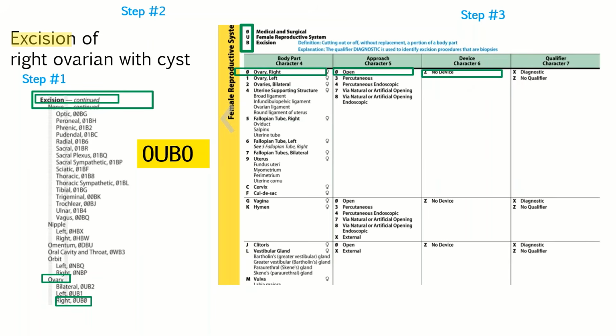And finally, coders, what is your qualifier? Is this a diagnostic procedure or no qualifier? Well, what is a diagnostic procedure? It's a procedure carried out for the purpose of diagnosing a condition. Does it look like we're diagnosing something? We're removing this ovary? Absolutely, it is not diagnostic. So our seventh character will be Z, and our code is 0UB00ZZ.